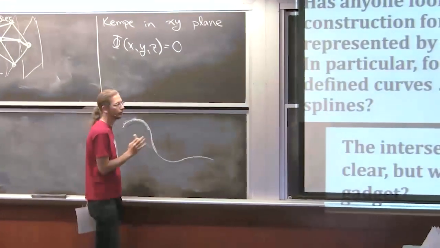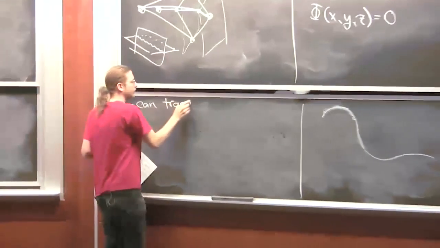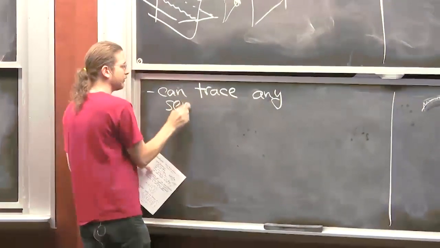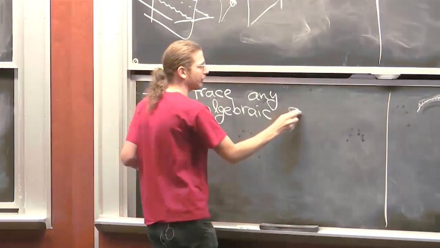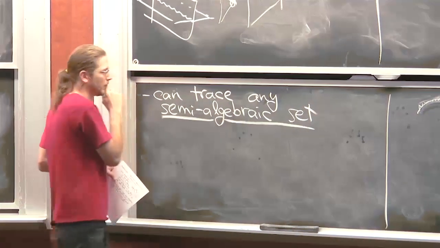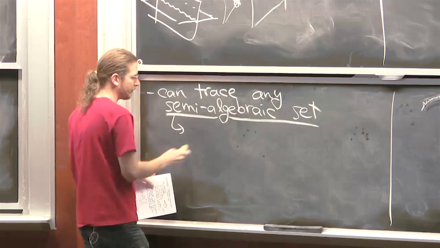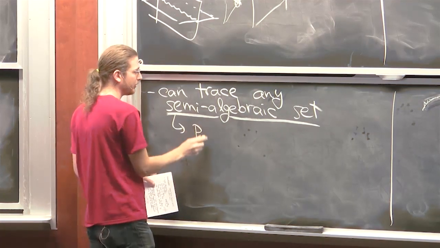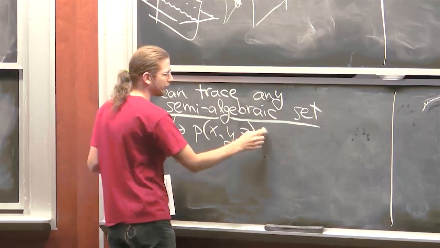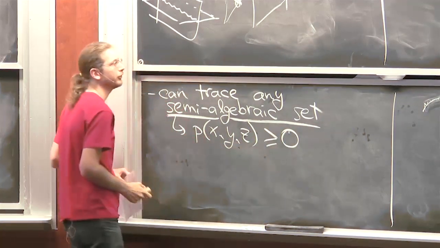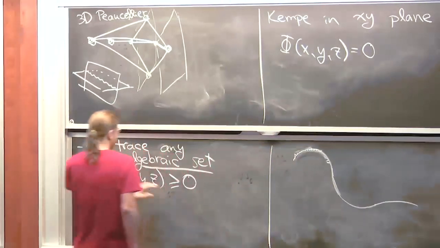And there is a theorem mentioned in the notes that says you can trace any semi-algebraic set. So I wanted to define semi-algebraic because this is actually closely related to splines. It's a little more general. So what's a semi-algebraic set? Here's an example of a semi-algebraic set. You have some polynomial, let's say, on x, y, z, and you want to say this is greater than or equal to 0. So it's a little different. Before, we could set polynomials equal to 0. Now I can set them greater than or equal to 0. So that's the semi part of it.